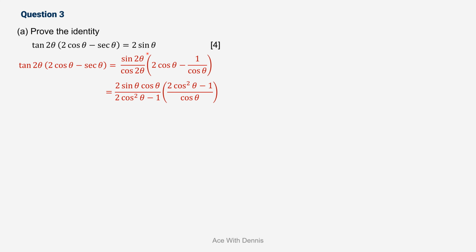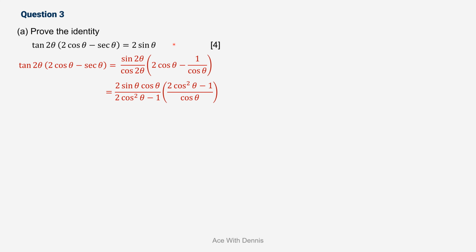Okay, next step, for this sine 2 theta and cosine 2 theta, I will use the double angle formula. Sine 2 theta becomes 2 sine theta cosine theta, and cosine 2 theta is 2 cosine squared theta minus 1. If you cannot remember the formula, you can always refer to the formula list.